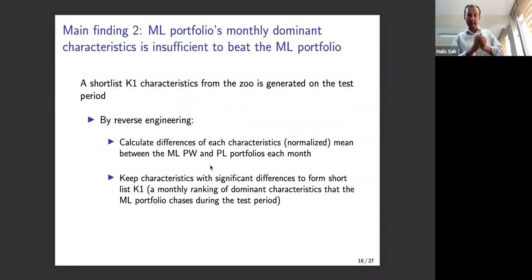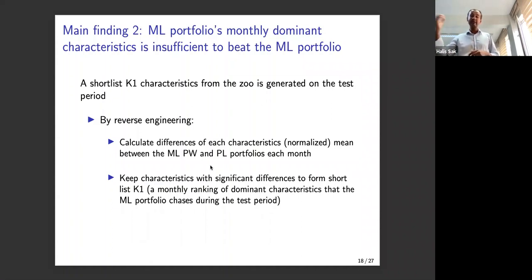What about main finding 2? The machine learning portfolio's monthly dominant characteristics are insufficient to beat the machine learning portfolio. Now we try to explain this performance. In the end, if you send your paper to a finance journal, the first question is obviously not whether your Sharpe ratio, expected returns, or realized returns are good, but how you explain this. What is the source of alpha? This is the first question that you get.